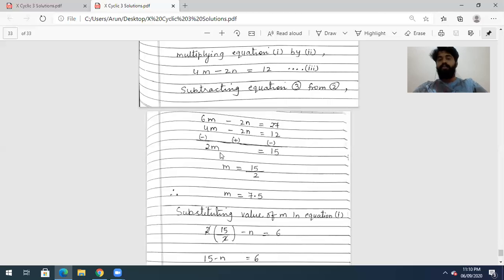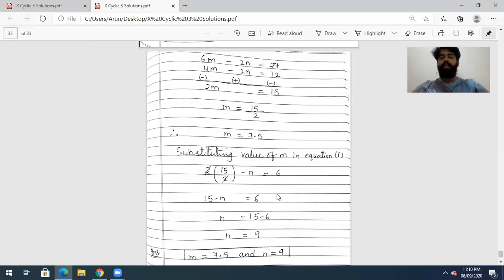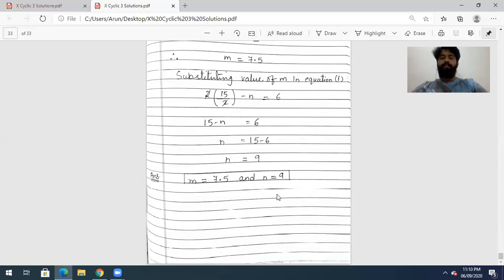6m minus 4m is 2m. Minus 2n plus 2n gets cancelled. 27 minus 12 is 15. m is equal to 15 by 2, which is 7.5. When you substitute the value of m, we get 2 into 15 by 2 minus n is equal to 6. So 2 gets cancelled. 15 minus n is equal to 6. n comes out to be 15 minus 6, which is 9. So the value of m is 7.5 and n is equal to 9.